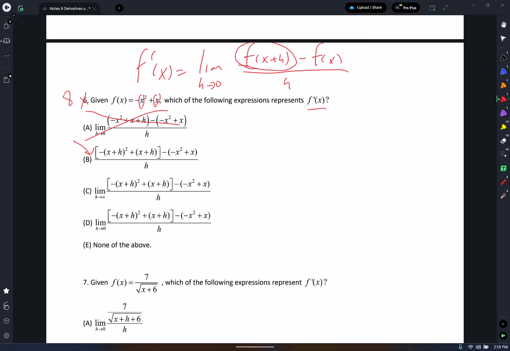It can't be letter B because letter B is not even a limit. They might have tricked you guys because they do substitute the x plus h incorrectly. This is f of x plus h right here, and this is f of x, all over h, but there's no limit in the front. No limit. So letter B's out. What about letter C? No, because this one is not approaching 0. This one, h is approaching x. See, they tricked you if you circled C. What about letter D?